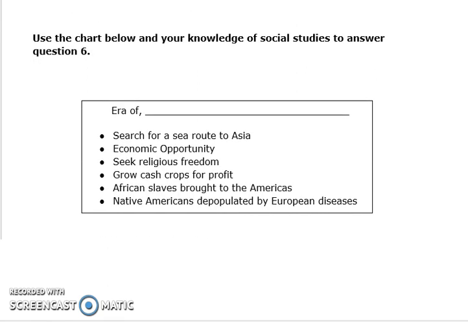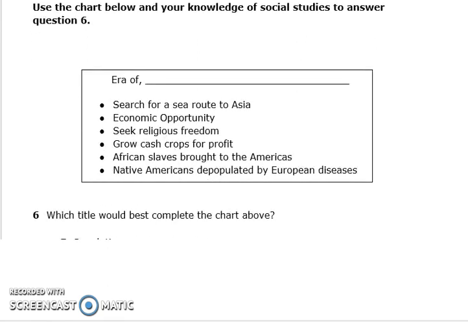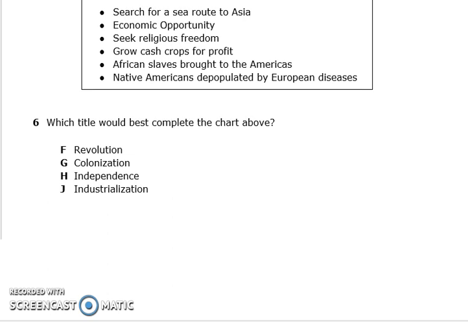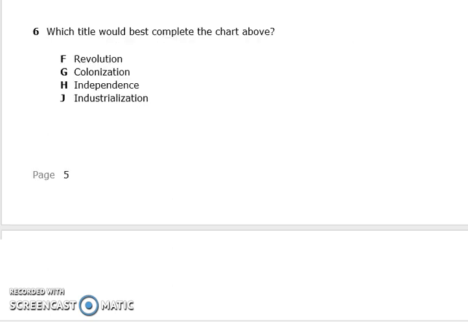Use the chart below and your knowledge of social studies to answer question 6. Which title would best complete the chart above? F. Revolution. G. Colonization. H. Independence. J. Industrialization.